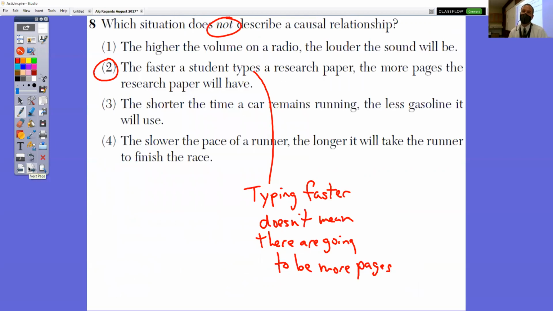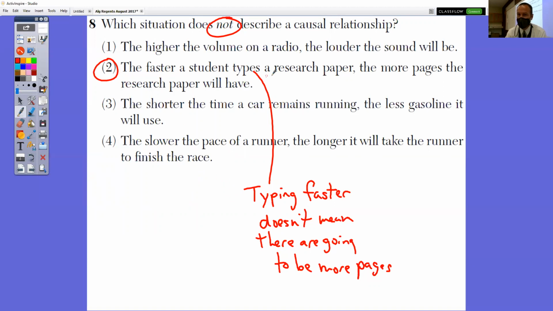In question number 8, which situation does not represent a causal relationship? All right, so which one is not true? Which one does not happen all the time? Which one doesn't cause the other one to happen? Well, it would be choice number 2.